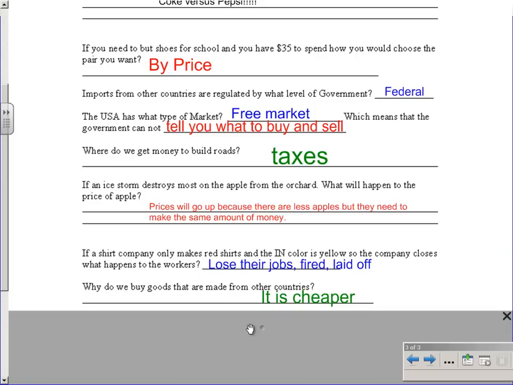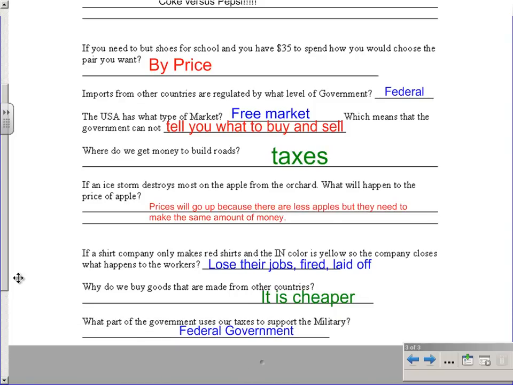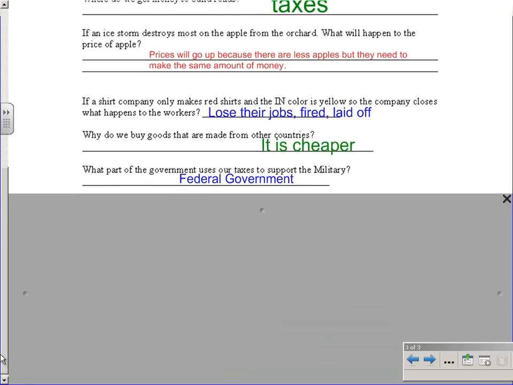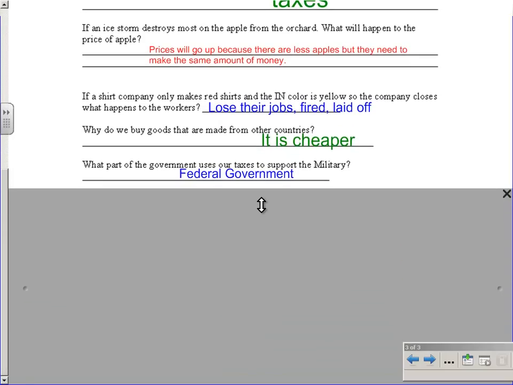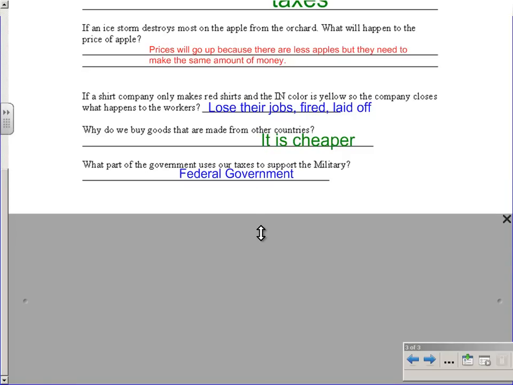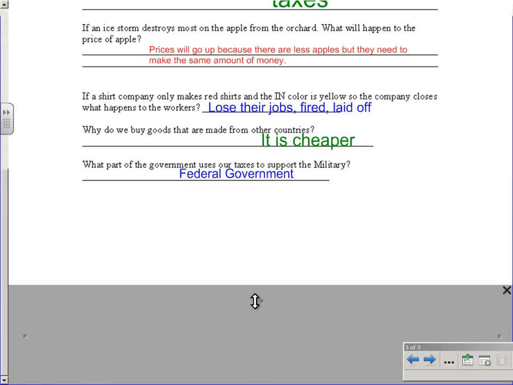Why do we buy goods that are made in other countries? They're cheaper. That's why we do that. What part of the government uses our taxes to support the military? The federal government. And that's it. I will also run through the quiz or the whack-a-mole game we played today as well.